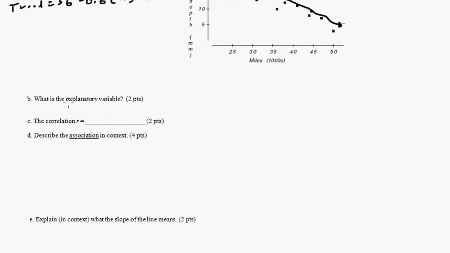Okay, so what's the explanatory variable? So hopefully you remember that that's the same as the predictor variable. They're the same thing. So that would be miles. We're going to use miles to explain tread depth, and it's miles in thousands.